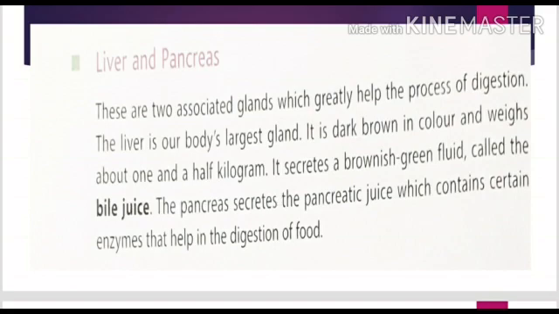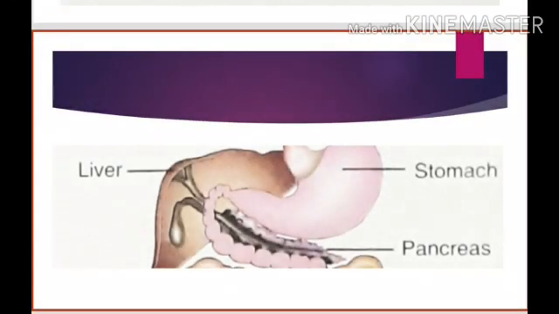Liver is the largest gland of our body and it is dark brown in color and it weighs 1.5 kilogram. It secretes a brownish green fluid called the bile juice, and the pancreas secretes the pancreatic juice, which contains certain enzymes. Enzymes are the chemicals that help in digestion of food. You can also see the location of pancreas. The leaf-like gland is known as pancreas, and the liver, the dark brown in color.